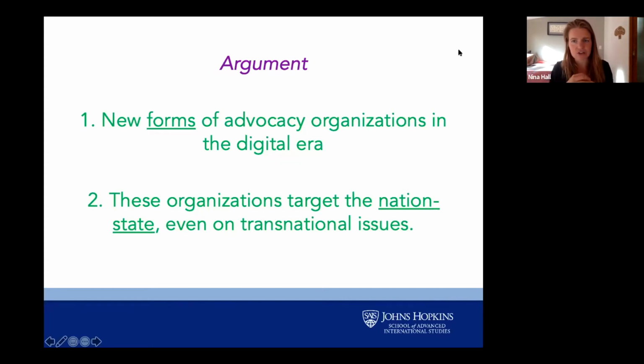So they're campaigning on issues like climate change or refugees or trade, but they do so in a very, very particular way. They continue to target the nation state. So they're not targeting international institutions. We're not seeing a disappearance, like some of the quotes at the beginning of my presentation suggested, of borders. Borders are still important. Digital advocacy organizations still see the state as the locus of power. So those are the 2 arguments I'm going to make.